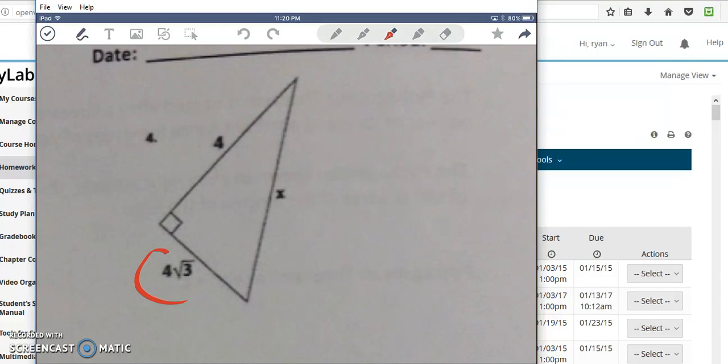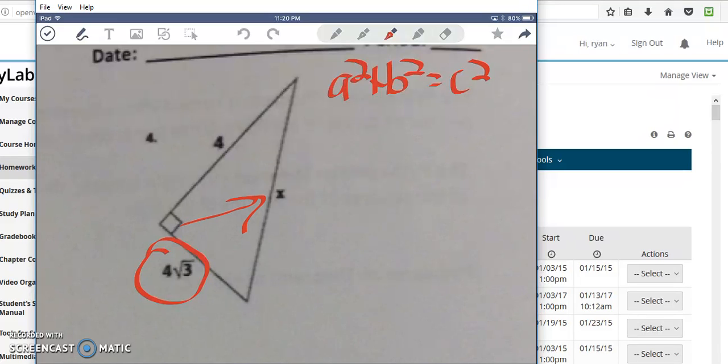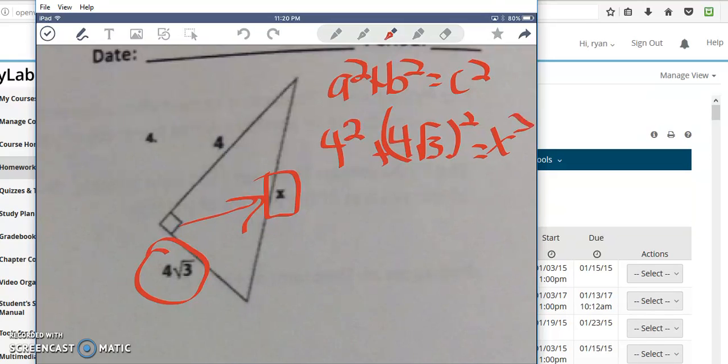Number 4 is a little bit different because it has a radical in it already. Again, we're going to set this up using our formula. Our C is going to be the one across from the right angle, which is the hypotenuse, which this time is going to be X. So this one's going to be 4 squared plus 4 radical 3 squared is equal to X squared.